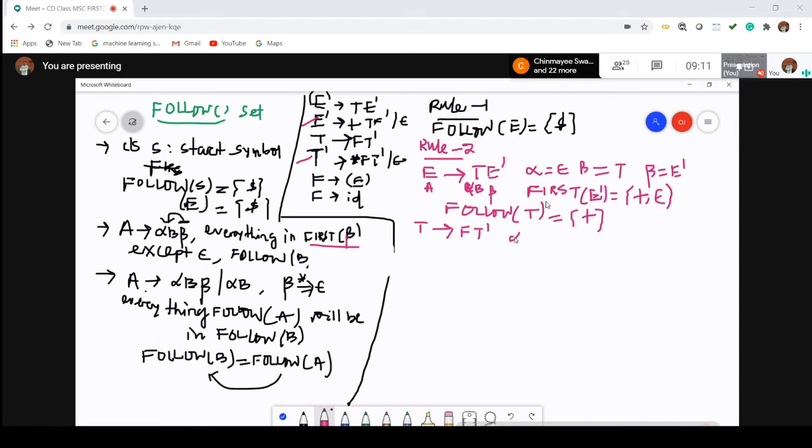Similarly, alpha equal to epsilon, B equal to F, and beta equal to T dash. Good. So I have to find out first of T dash. The first of T dash is nothing but star and epsilon.